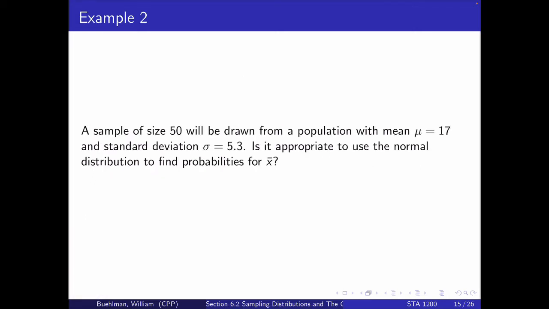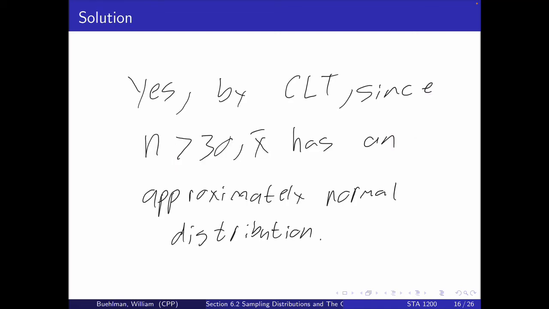Example 2. A sample of size 50 will be drawn from a population with mean mu equaling 17 and standard deviation sigma equaling 5.3. Is it appropriate to use the normal distribution to find the probabilities for x bar? The answer is yes. By CLT, which is the central limit theorem, since n is greater than 30, x bar has an approximately normal distribution.